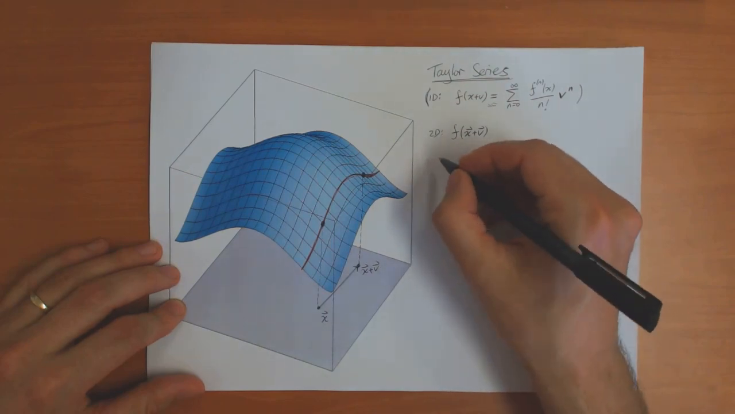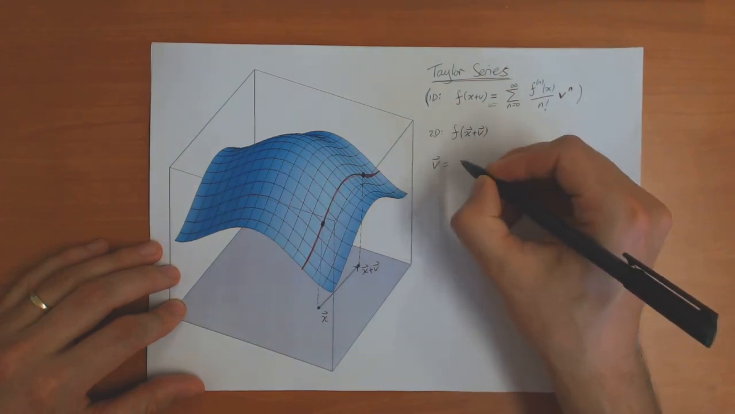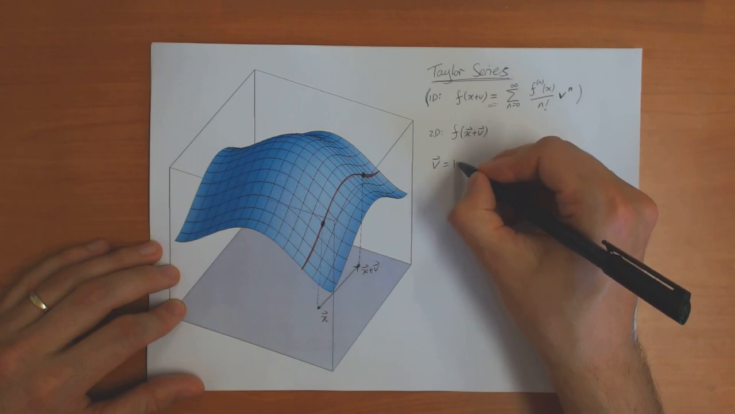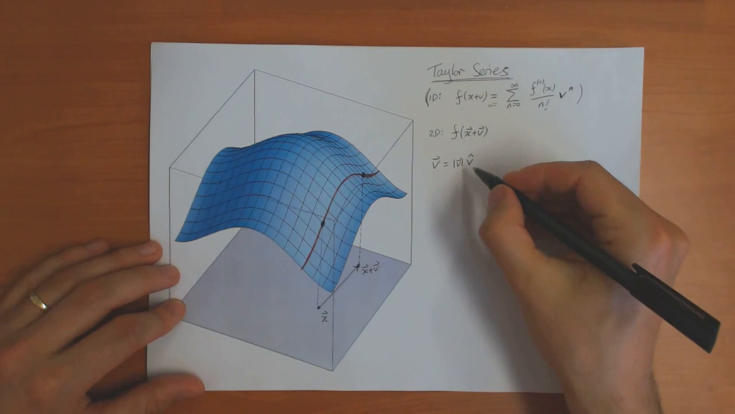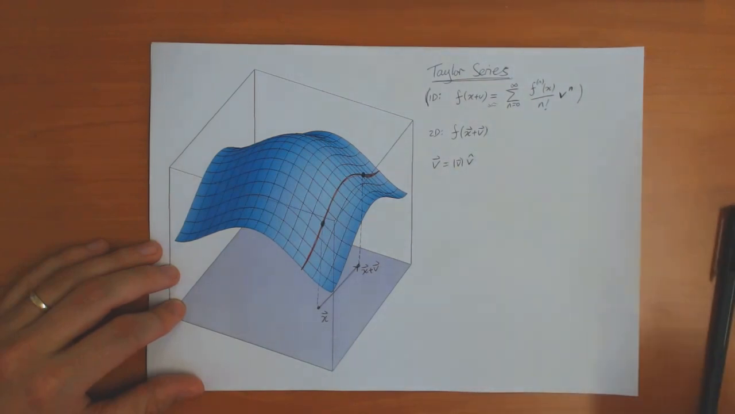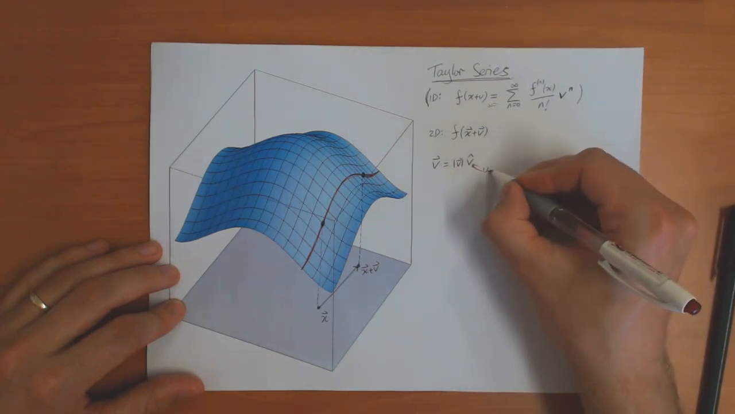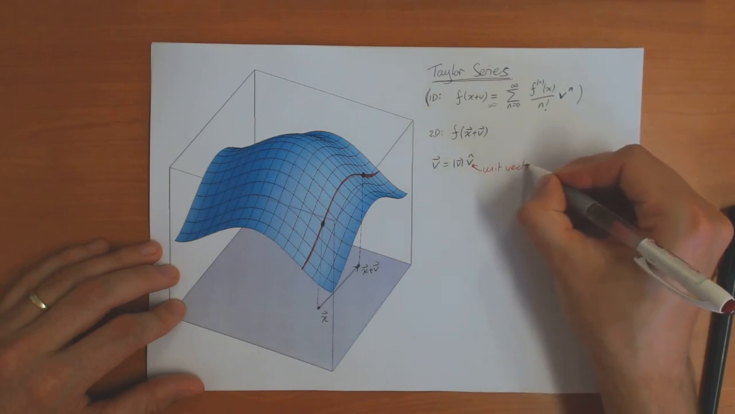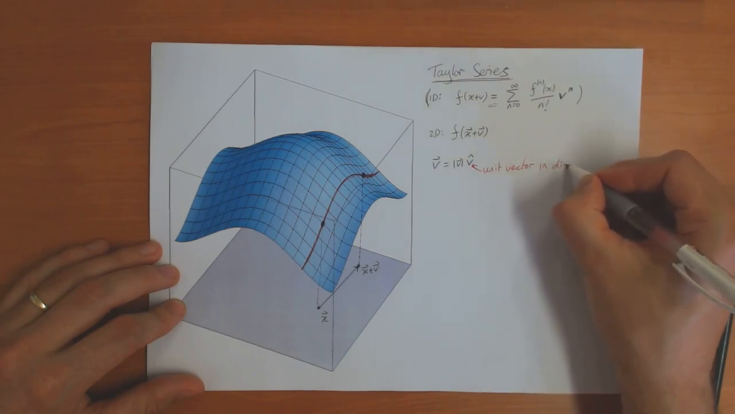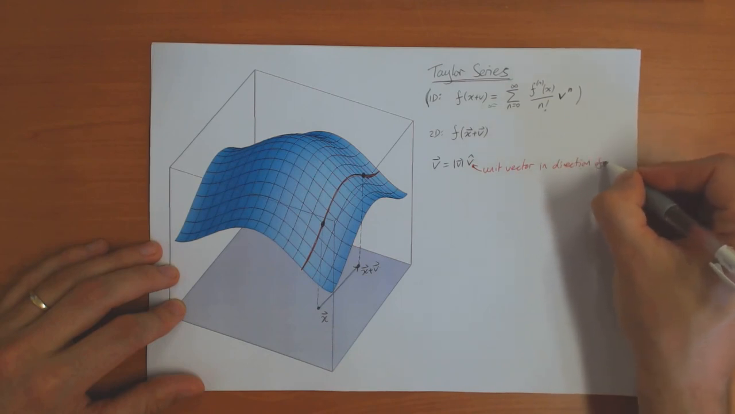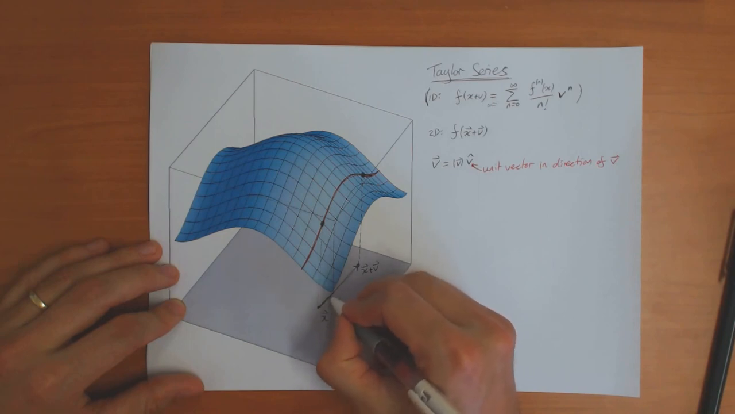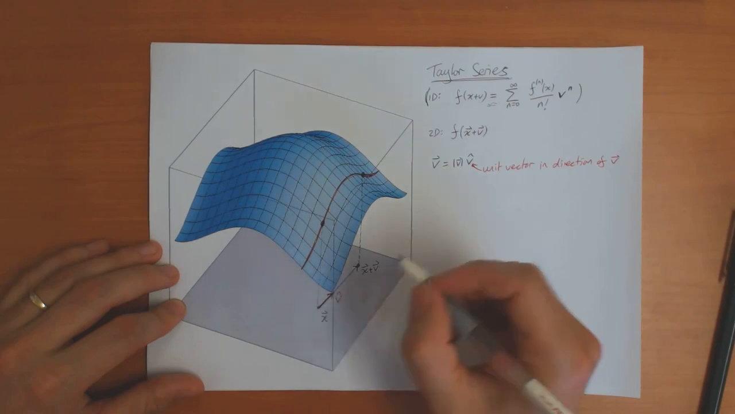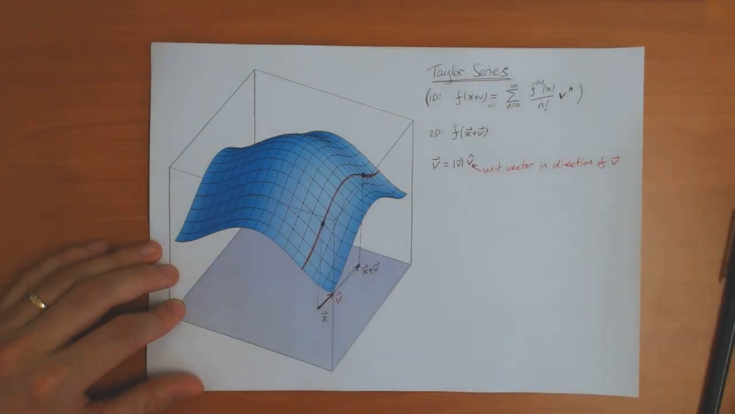So first of all, I'm going to write the vector v is equal to some length v times v hat. Here v hat is a unit vector in the direction of v. So if I draw it down here, v hat is a vector pointing in the same direction as v, but has length 1. Then multiply by the length, and you get that.